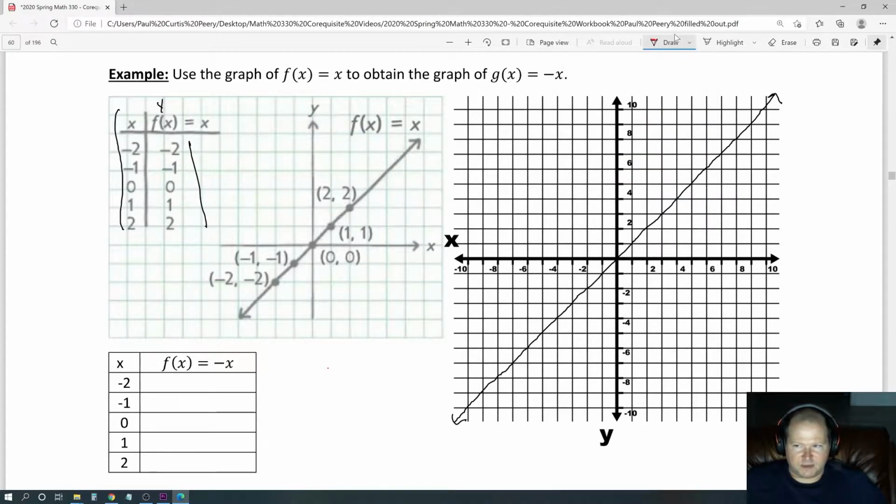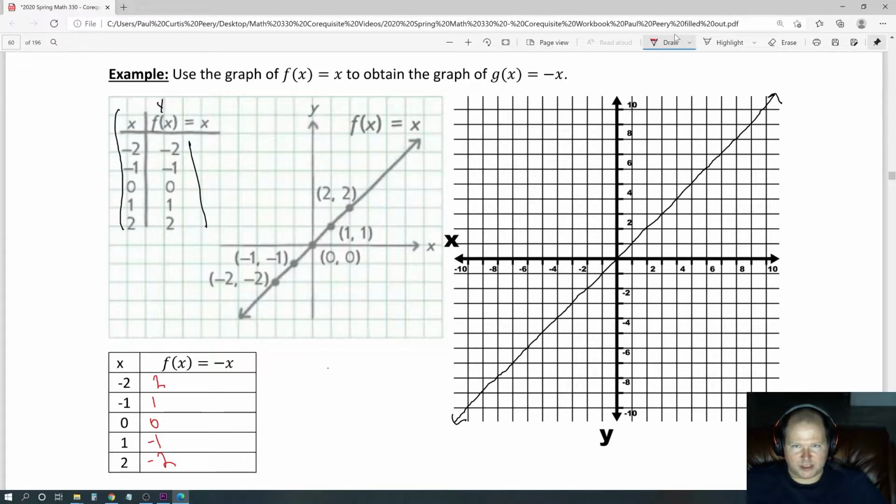Now I did say it's going to flip it across the y-axis, and that's correct. And we can prove it. We can plug it in because we just flip the signs, right? So if we plug a -2 into this negative x, that gives us a +2. -1 will give us a +1. 0, +1 will give you a -1, and +2 will give me a -2.